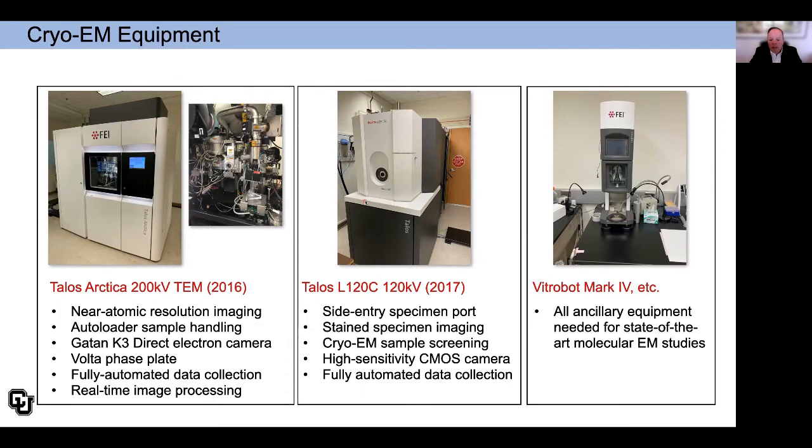We also have a second microscope that is used for screening and imaging of specimens preserved in stain, and that is our Talos L120C, shown here in the middle. And in order to prepare samples and keep all of this running, we have a number of sample preparation and ancillary equipment, such as the Vitrobot Mark IV, shown here on the right.